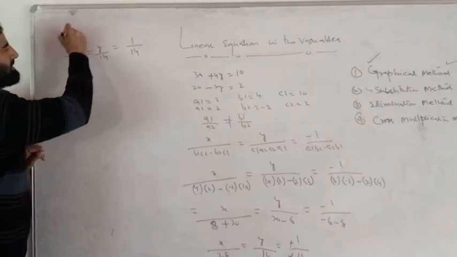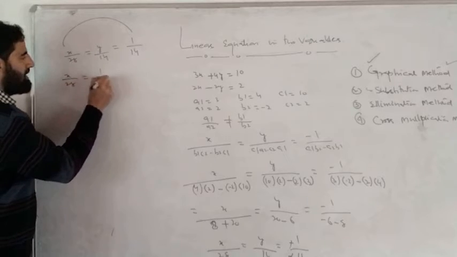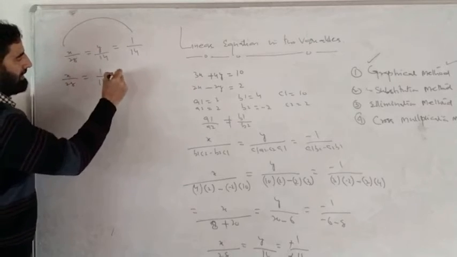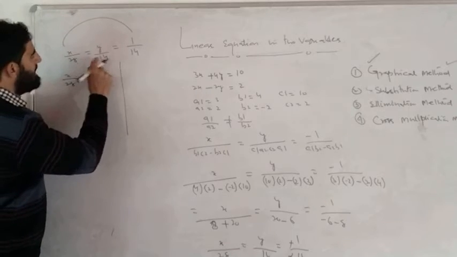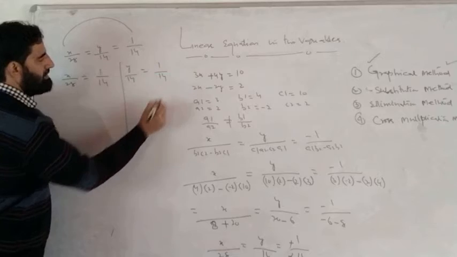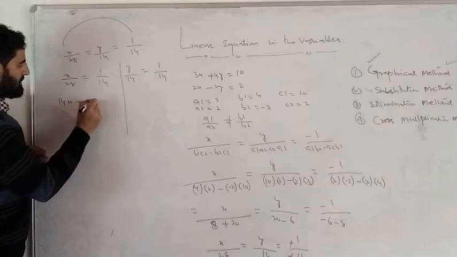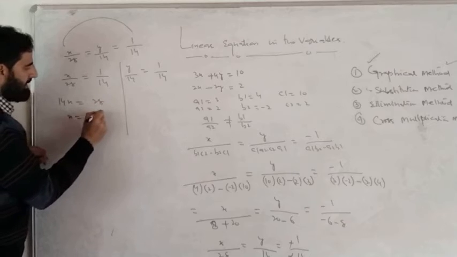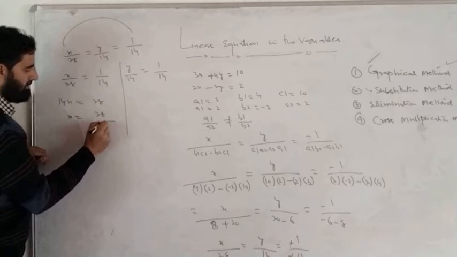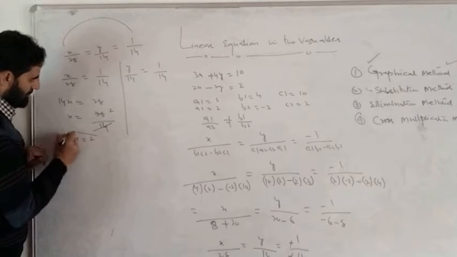So again we are equating this to this. So x divided by 28 is equal to 1 divided by 14. Similarly, y divided by 14 is equal to 1 divided by 14. By cross multiplication, 14 into x is 14x is equal to 28. What is x? It is 28 divided by 14. 14 1s are 14, 14 2s are 28, so x is equal to 2.